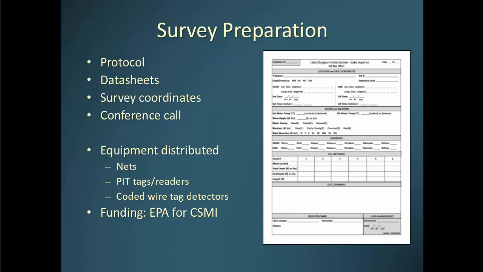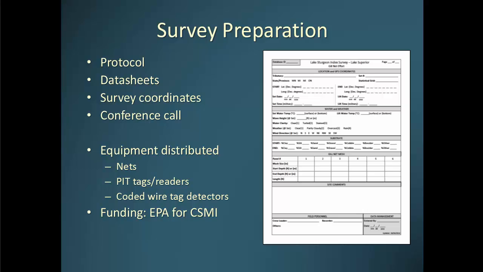So prior to any field sampling, and in an effort to standardize and coordinate this effort among all those different agencies, I sent out 3 main documents prior to the field season. The first is a written protocol that details all the procedures that field crews need to follow. Secondly is standardized data sheets, and also fixed gillnet site survey coordinates for the field crews to deploy their nets at. Also, we hold a conference call to get everybody on the same page with what they're doing.